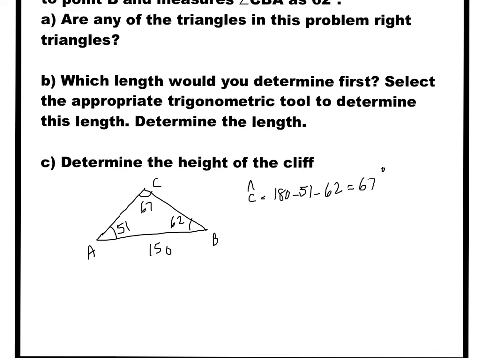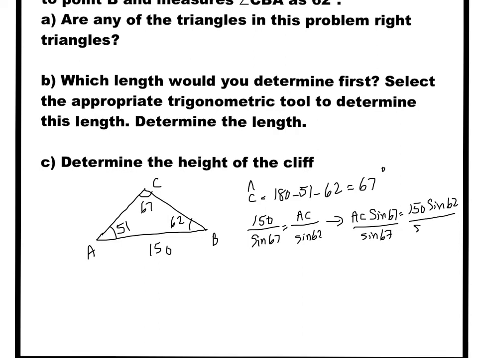Now I'm going to use the sine law. I'm going to say 150 divided by sine 67 is the same as AC divided by sine 62. Cross multiply, I get AC sine 67 is 150 sine 62. Divide by sine 67 to isolate AC.